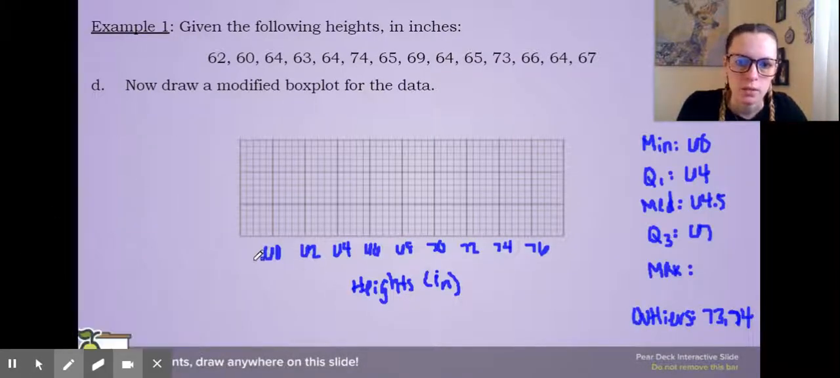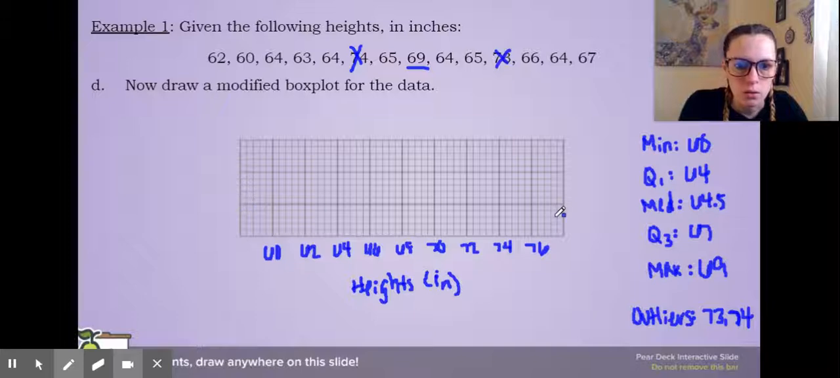All right, so I've scaled and labeled my x-axis the same way that I did before. I also went ahead and transferred over my minimum, my lower quartile, my median, and my upper quartile. I'll fill in my maximum in a second because remember we have two outliers now. So my 74, which was my maximum, is no longer my maximum. Instead, my maximum is going to be the next highest after my 73 and my 74. So it's looking like 69 is my next highest value.